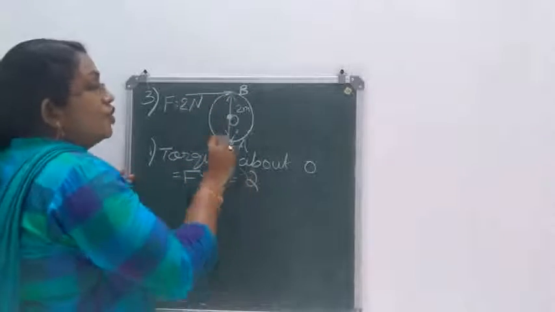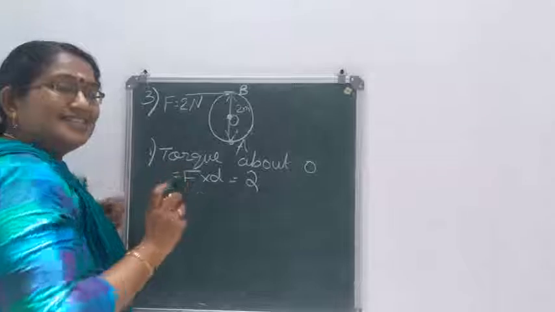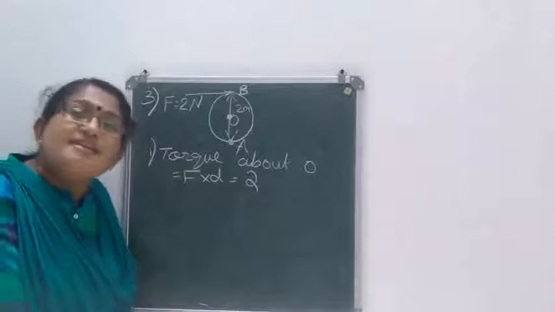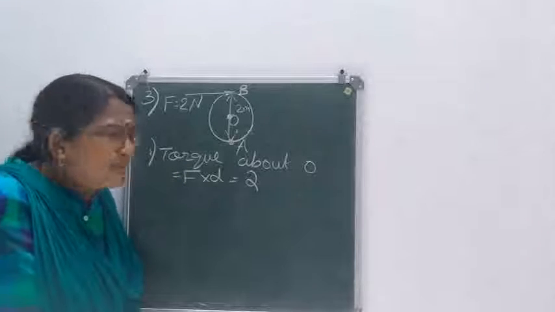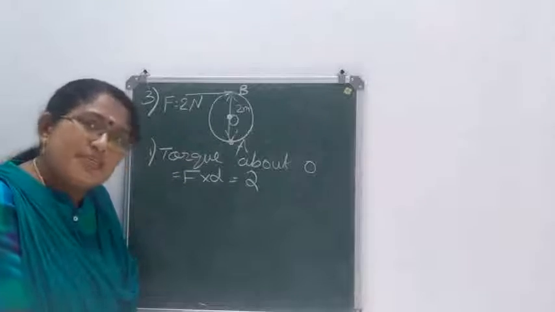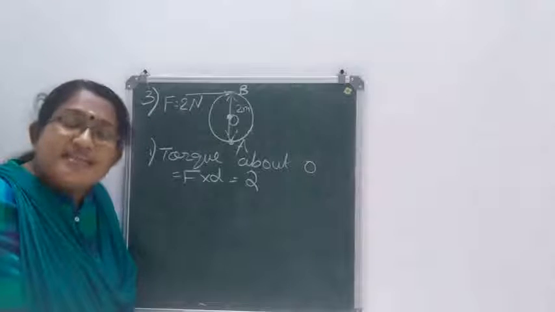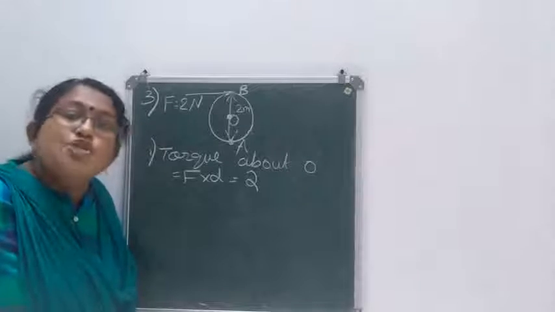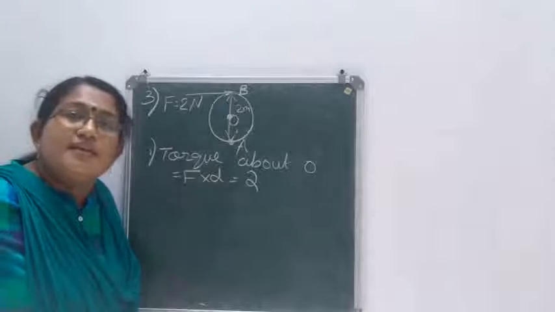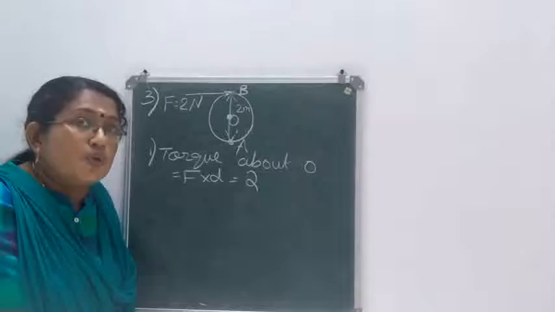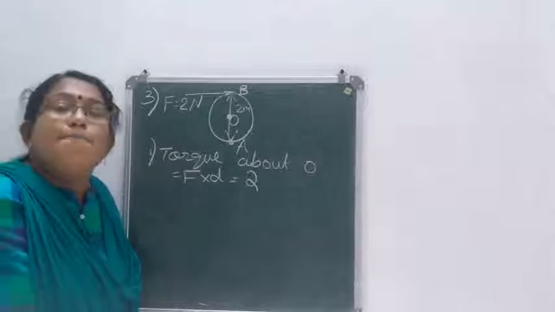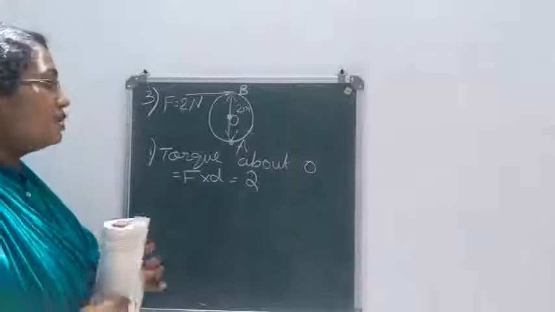It is 2 Newton. Now the next one is the perpendicular distance. Which distance should we consider? Should I take it as 2 meter? No. Distance means it should be the distance between the axis of rotation and point of application of force.